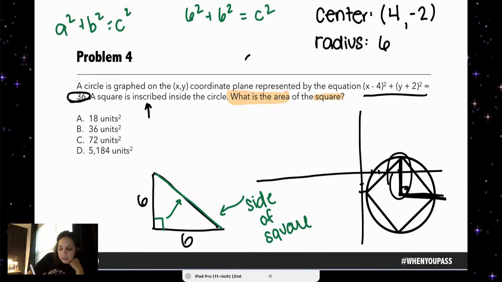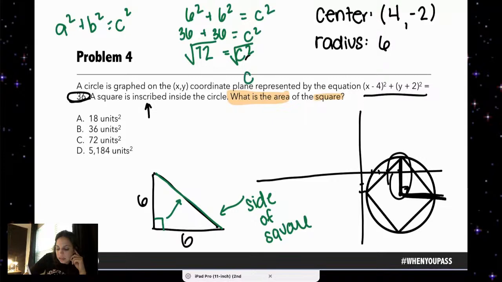So 6 times 6 is 36. 6 times 6 is 36. 36 plus 36 is 72. The square root of c squared is c, so c equals the square root of 72. So this equals the square root of 72. Now, don't be afraid of that.